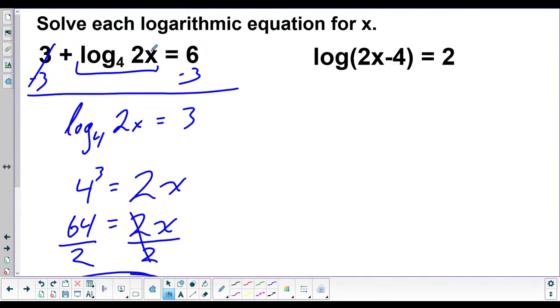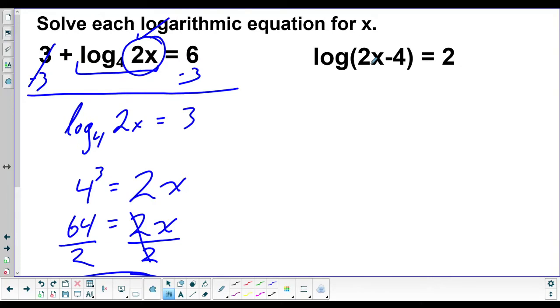We plug that back in. A positive number times a positive number. This will stay positive, so we're good and it won't be extraneous. All right. On this one, the log is isolated, except there's no base and we've got this funky thing inside.